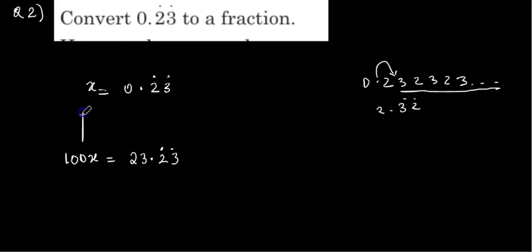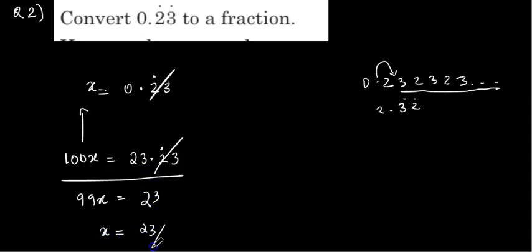So you can do 100x minus x, which will give me a 99x, and this side these two will get crossed off easily. You will just get 23. So x would be 23 over 99. Further simplification here is not possible. So the fraction form of the recurring decimal 0.23 repeating would be 23 over 99.